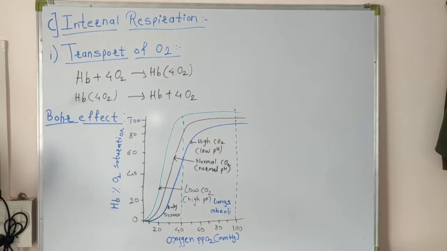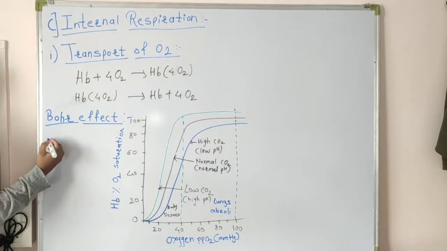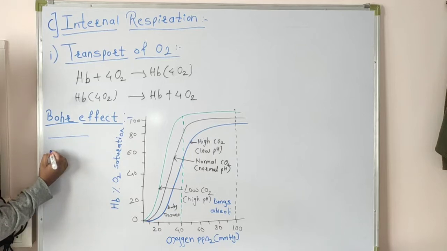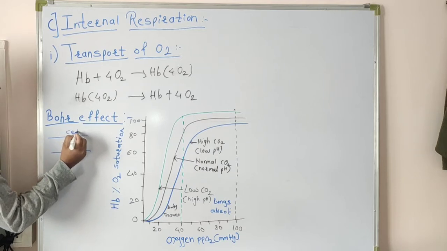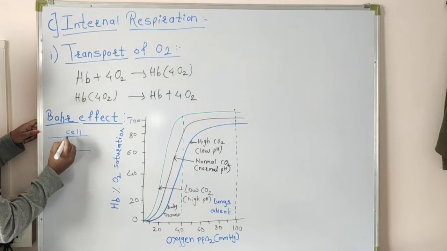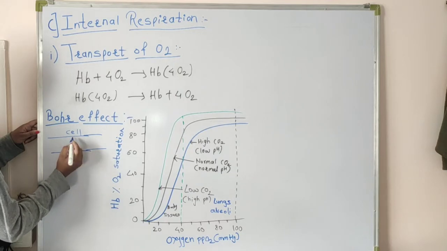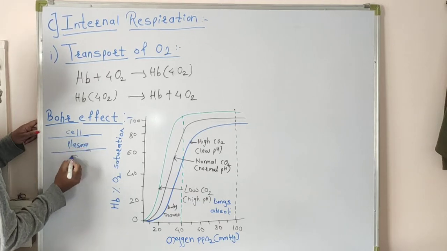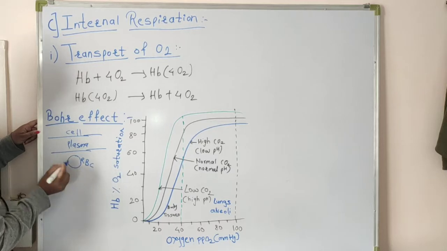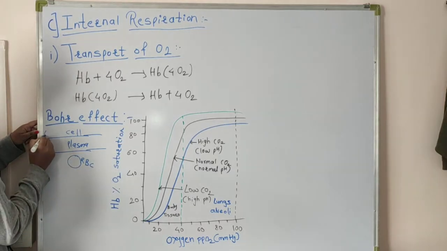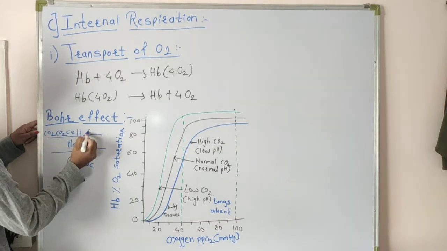So basically we will just clear the basic thing, that is, this will be the cell, this will be the plasma and this will be the RBC. Here will be CO2 and here will be O2.